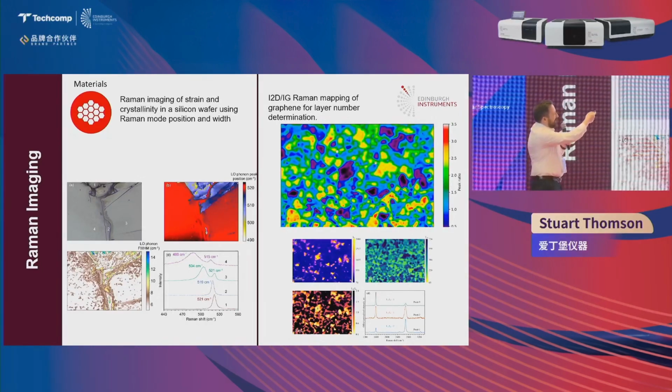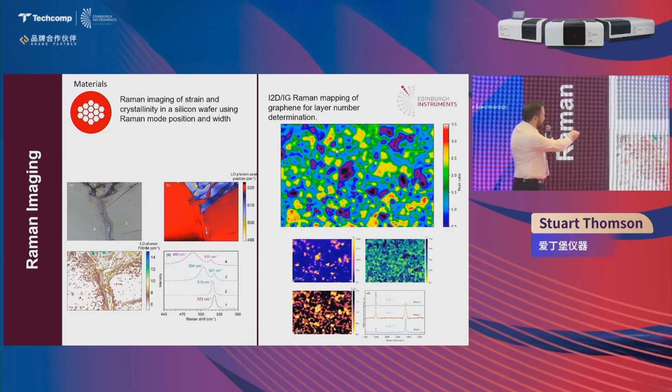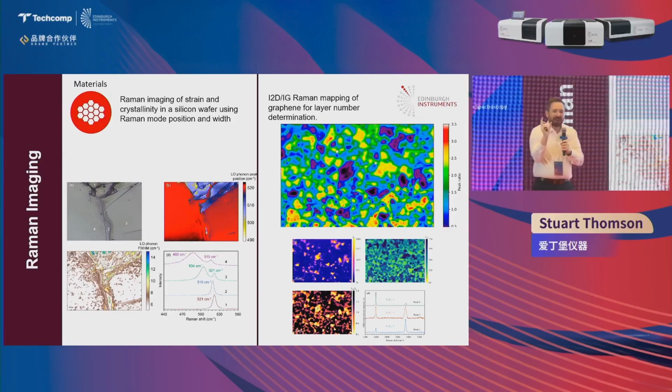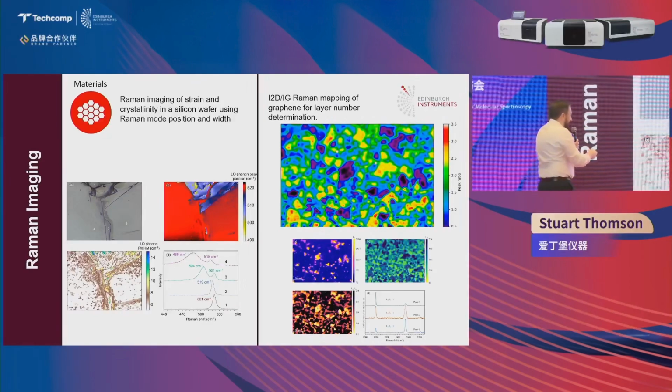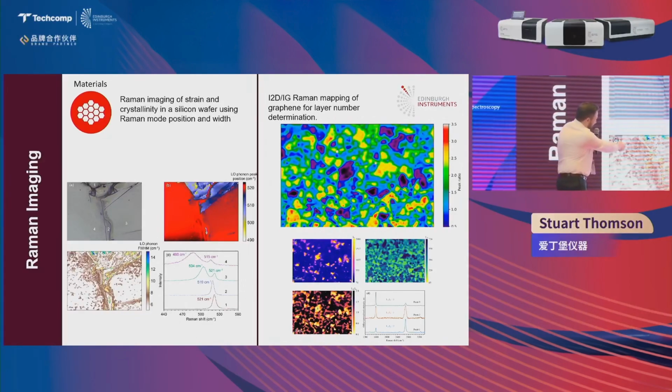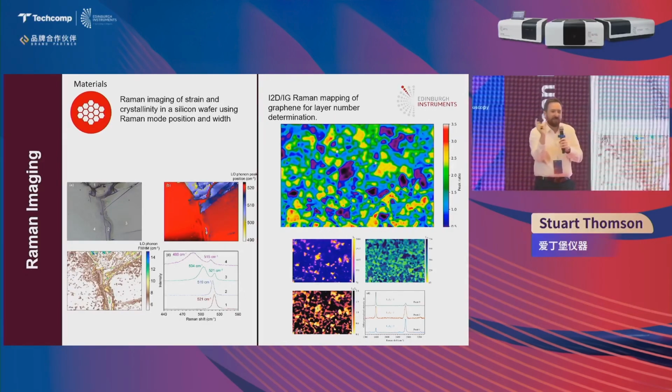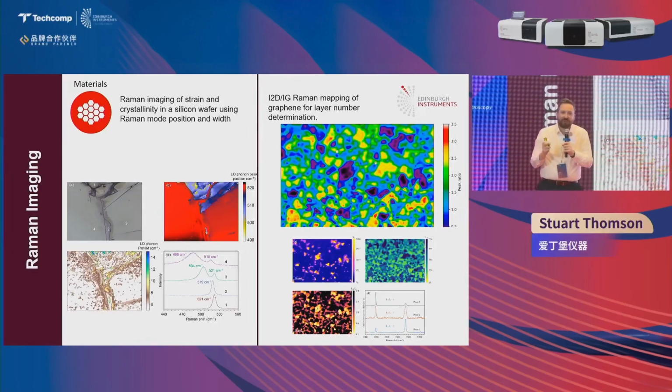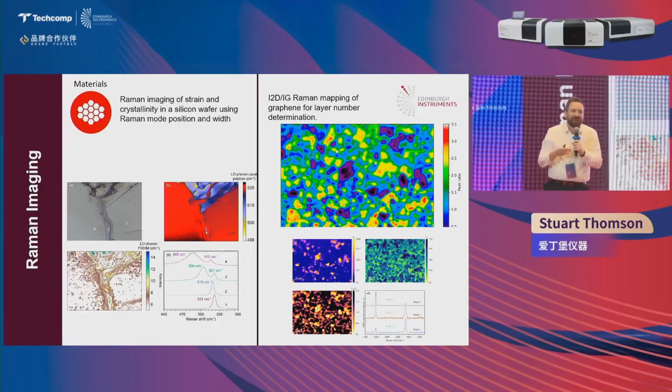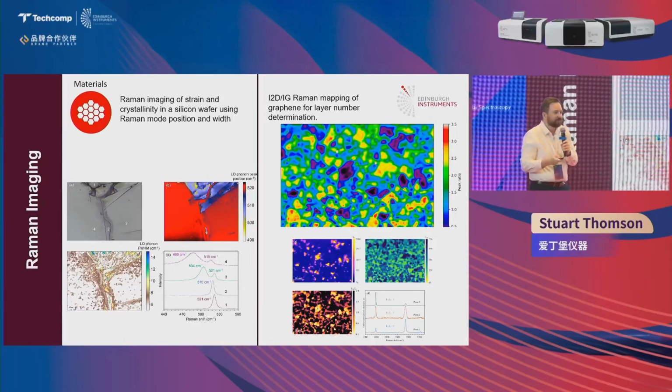Instead of mapping the peak position, we can also map the full width half maximum of the phonon mode. And again, we can see that as we approach the defect, the full width half maximum of the mode broadens due to the increased disorder in the silicon lattice.